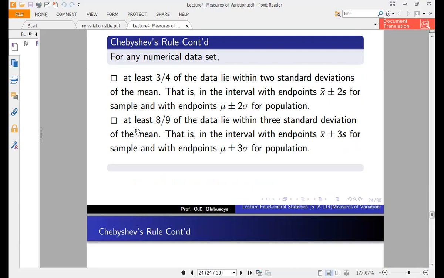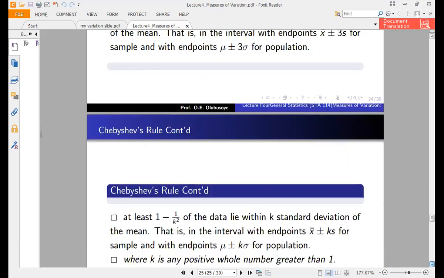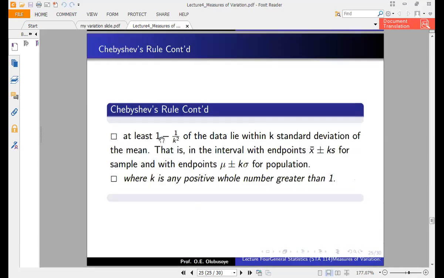Now, how do you get all these values, 3/4, 8/9? Because sometimes you are not going to be given them straightforwardly. This is the rule. The Chebyshev rule states that at least 1 minus 1 over k squared of the data will lie within k standard deviations, provided that k is greater than 1. So that is the key. This is what we are saying: k can be any value, provided that it is greater than 1, then at least 1 minus 1 over k squared of data will lie in that interval.